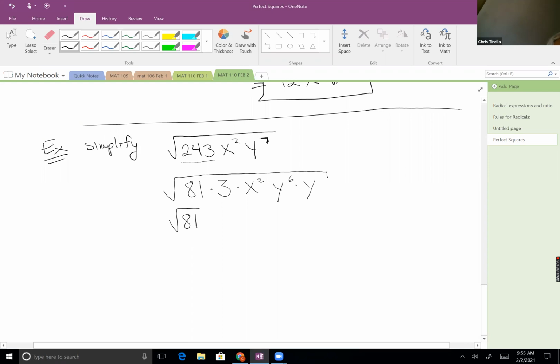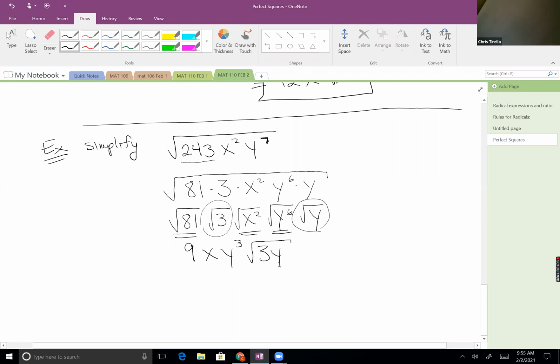So we'll take the square root of 81 times the square root of 3 times the square root of x squared times the square root of y to the 6th times the square root of y. Now, anything that's a perfect square, when I take its root, there'll be no radical left. So that'll give me 9 x to the 1st, y to the 3rd. And anything that's not a perfect square, those factors have to stay under the radical. So simplest form is 9xy cubed times the square root of 3y.